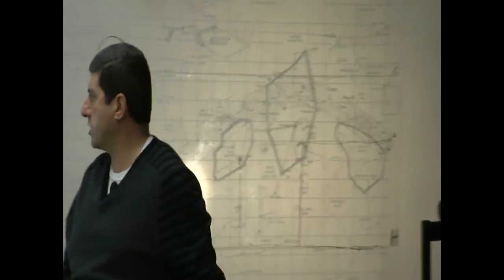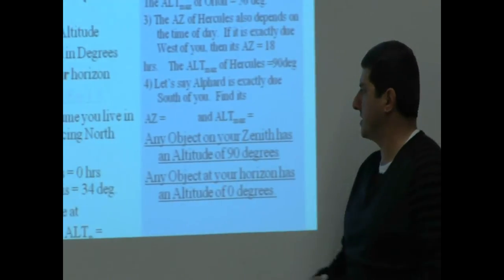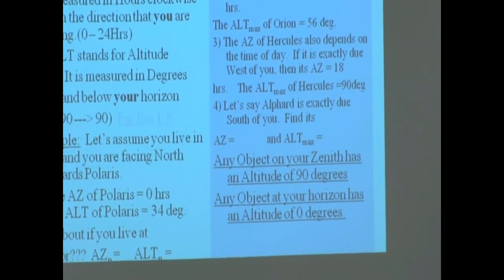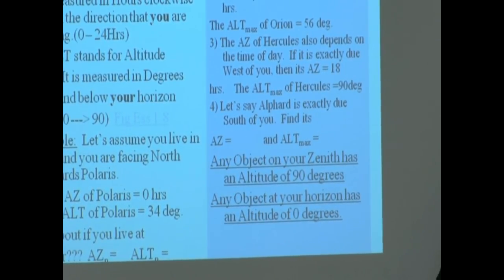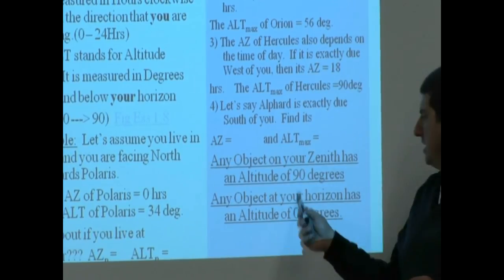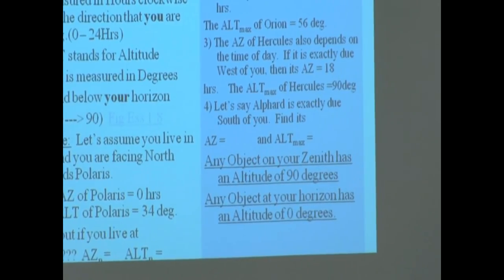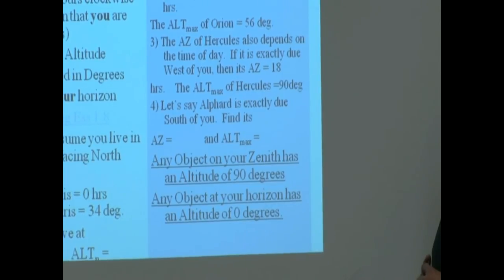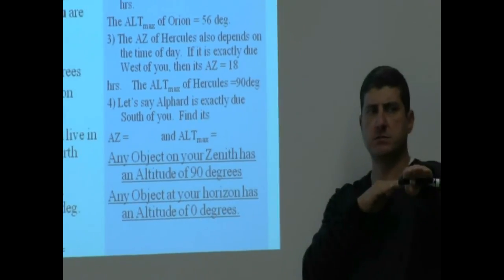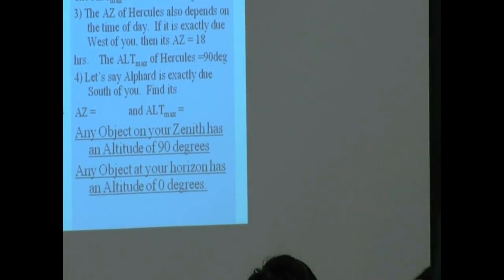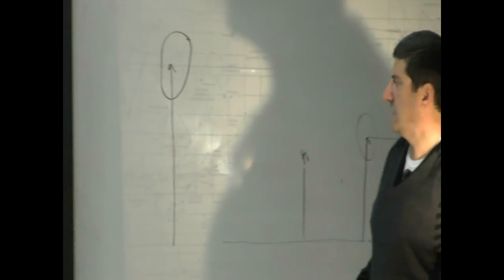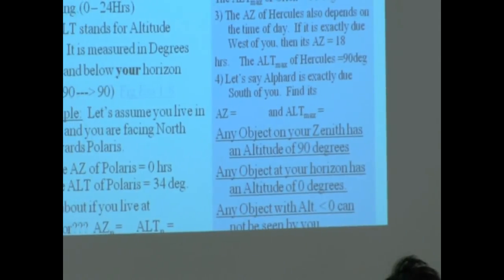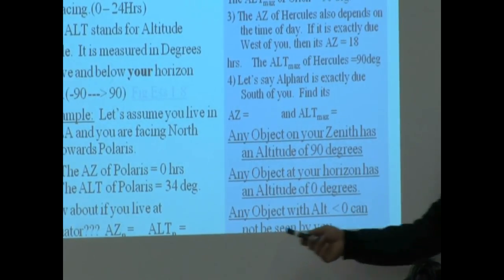So out of this, the conclusion is any object on your zenith has an altitude of 90. Some final conclusions. Any object at your horizon has an altitude of 0. Any object with an altitude less than 0 cannot be seen by you.